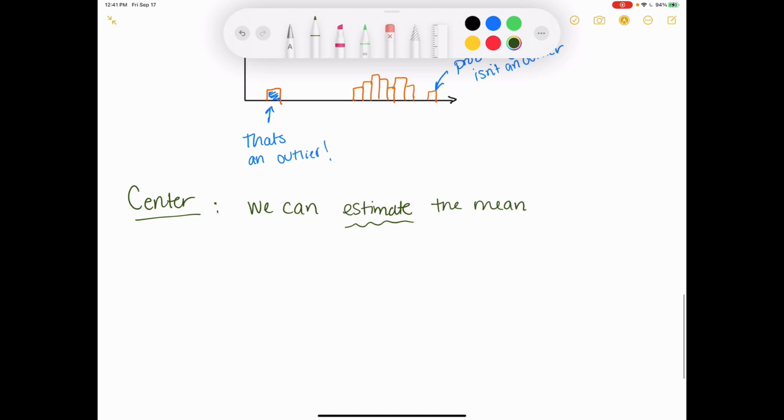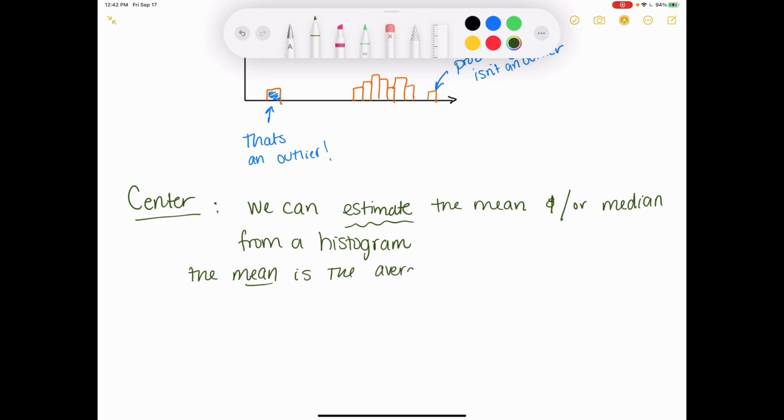the mean and or median from a histogram. The mean is the average, symbolized by the summation of x over n is equal to x bar.